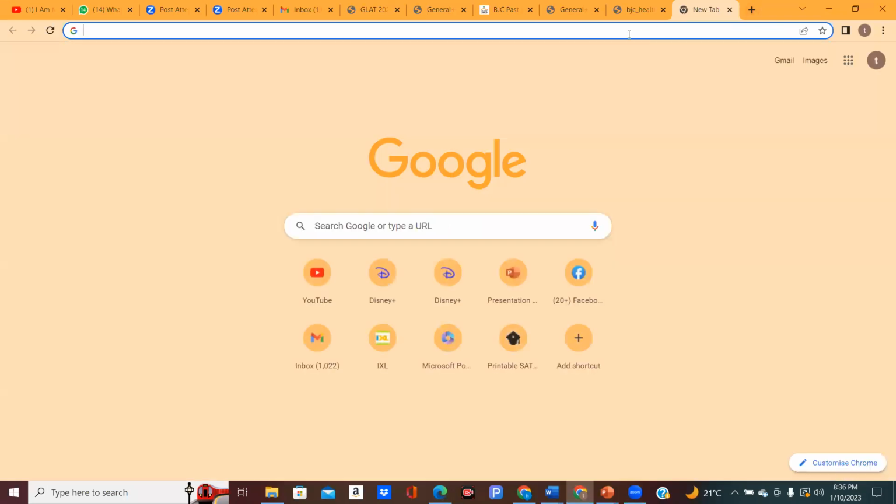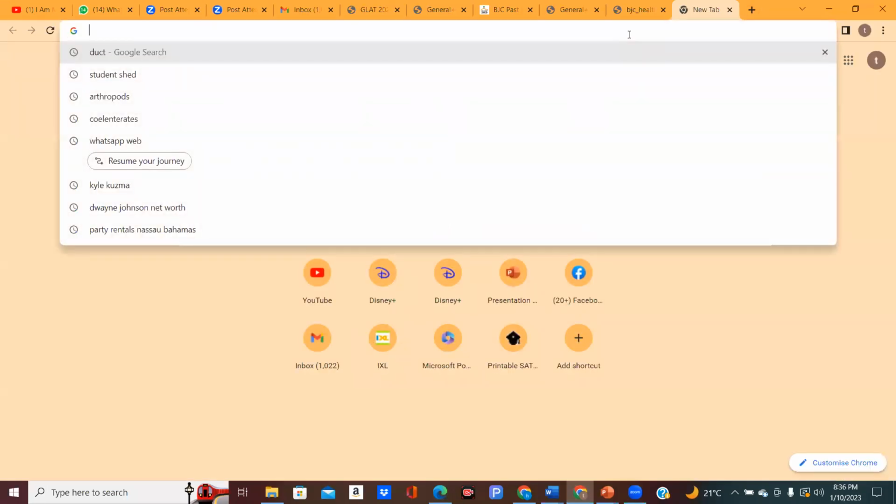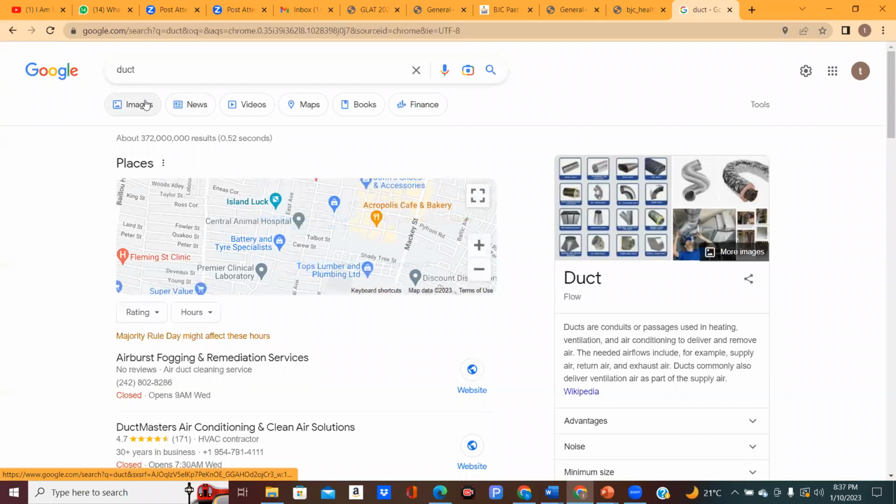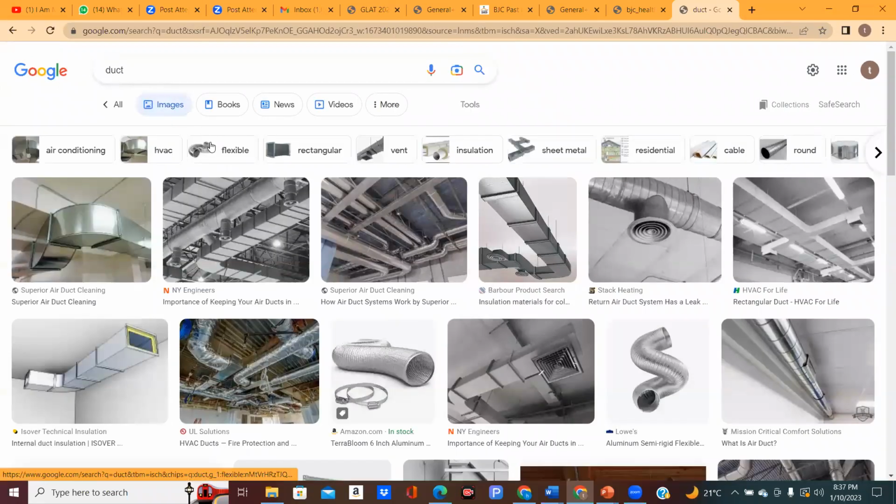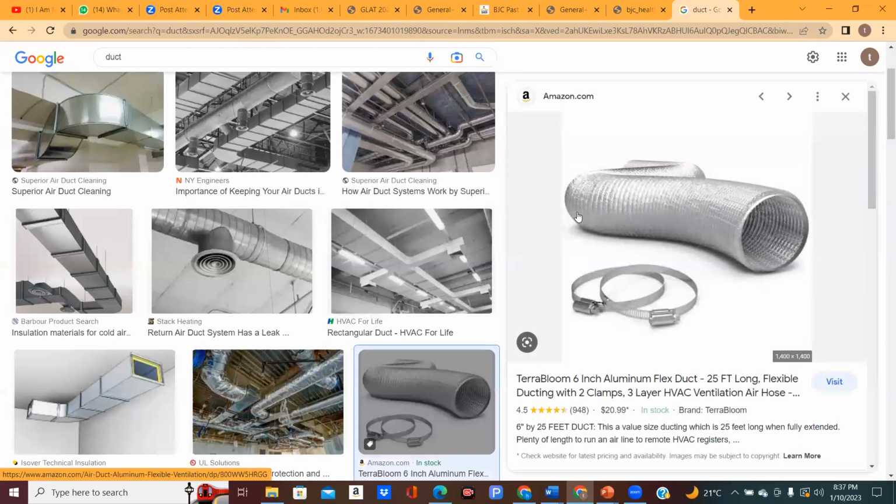A duct is something like a conduit, or like a pipe, or like a tube. For example, when you are doing air conditioning, the duct is like a pipe. So you see this pipe here, this is a duct. If something is ductless, what does that mean? Something without a pipe. Yeah, without a conduit.